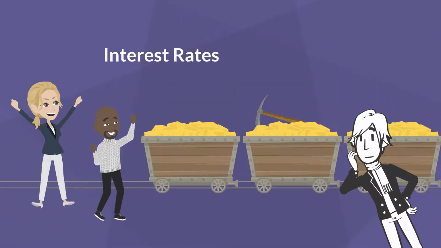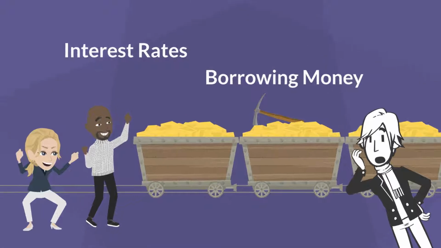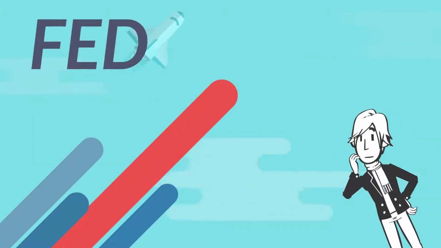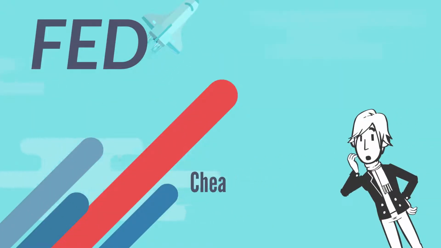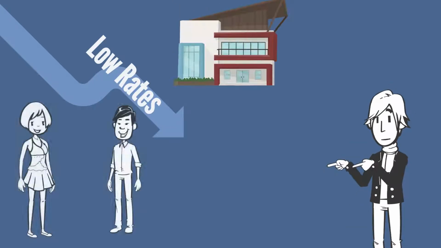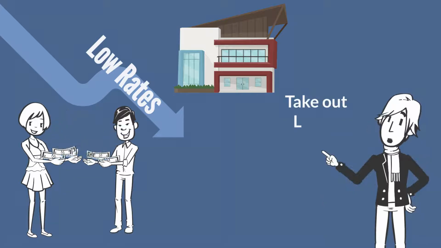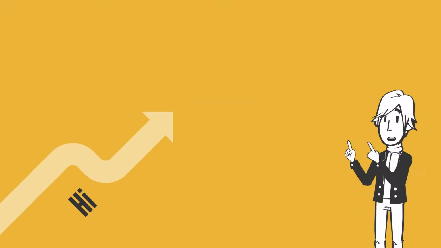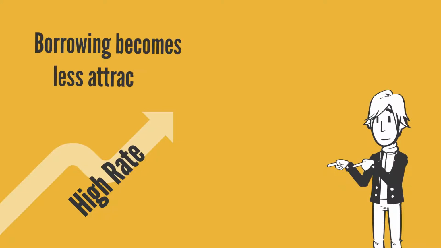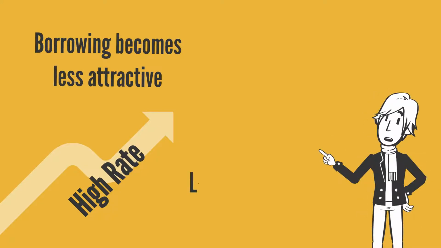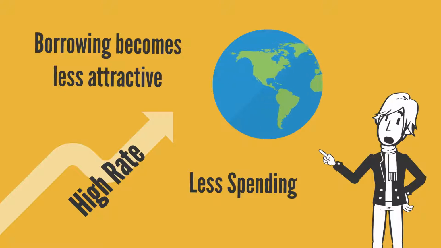Think of interest rates as the price of borrowing money. The Fed has the power to adjust these rates, making it either cheaper or more expensive to borrow. When rates are low, individuals and businesses can afford to take out loans and spend more, leading to economic growth. But when rates are high, borrowing becomes less attractive, resulting in less spending and slower economic growth.